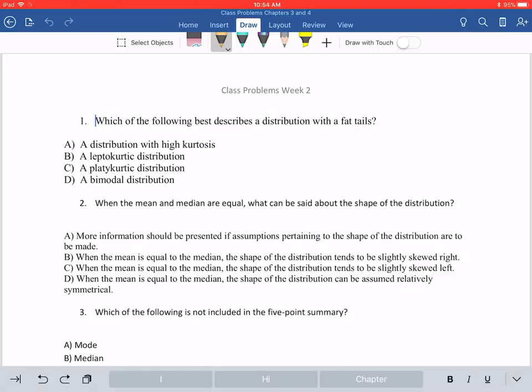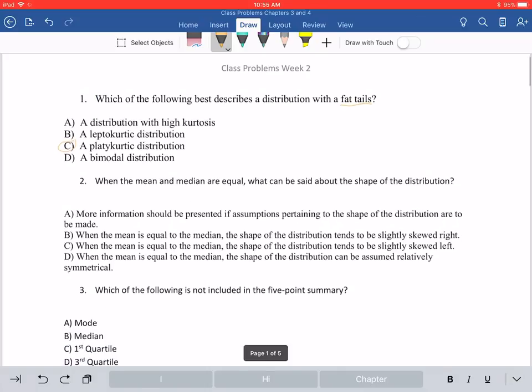And so if we want fat tails, as shown here, always think of fat tails, and we're going to think of a platypus, right? Anytime you see fat tails, at the very end, you're going to think of a platypus, which is going to be a platykurtic distribution. That's a great way to remember that one.